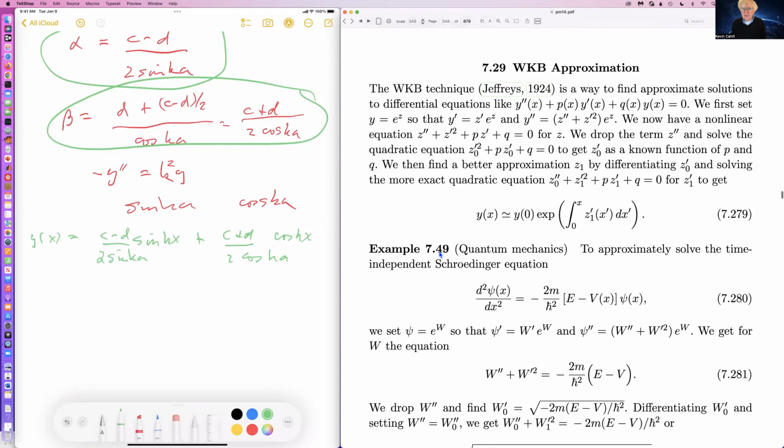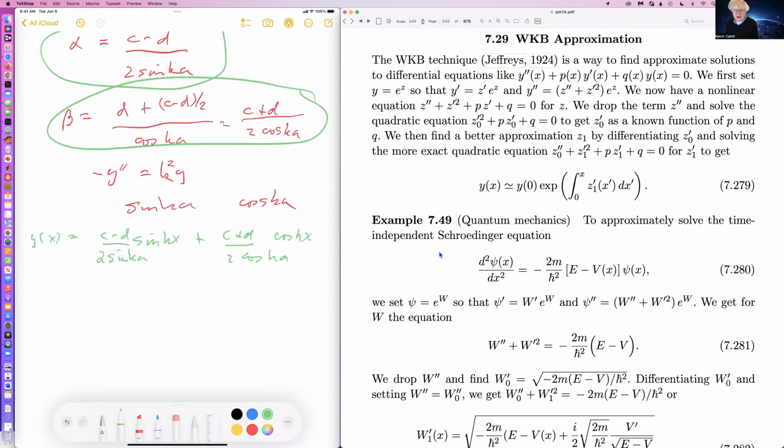The next topic is something that I may have added to the book, but it's a useful example that you should know about, something you learn about in quantum mechanics class. But as usual in a physics course, we skip over the math as much as possible. It was introduced in 1924 by a mathematical physicist named Jeffreys. From the name, I would gather he was English. And it's a way to find approximate solutions to second order differential equations. So it's that general.